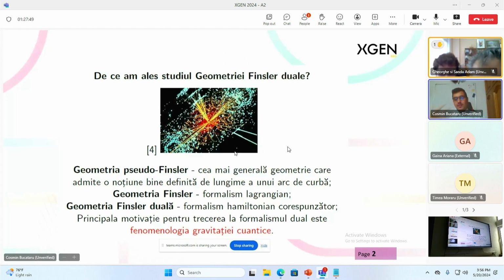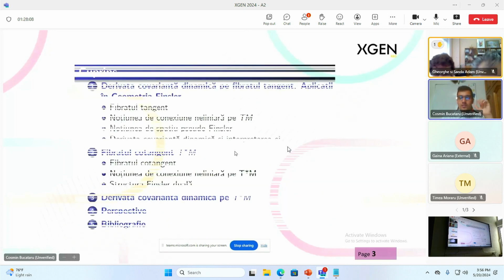For this study, we know that we have the tangent bundle, which is studied by Professors Radomir Miron and Ivan Bucataru. So I want to go further with this study, so I will use the dual formalism, which implies the cotangent bundle. And this is the structure.